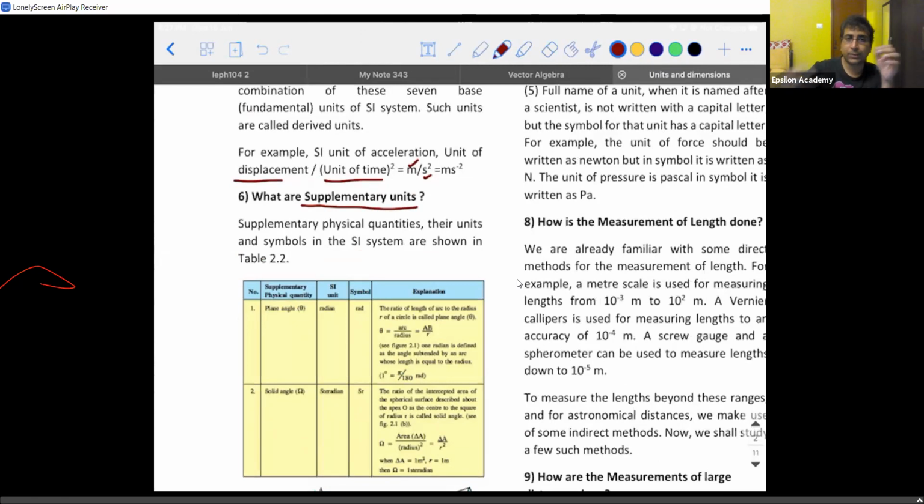Okay. So there are basically 2 supplementary units, or supplementary physical quantities, also you can say. One is called radian and the other steradian. So these are the supplementary units. But what are the physical quantities associated with these supplementary units? That is plane angle and something called solid angle. Okay. Now, what does plane angle mean? What does plane angle mean?